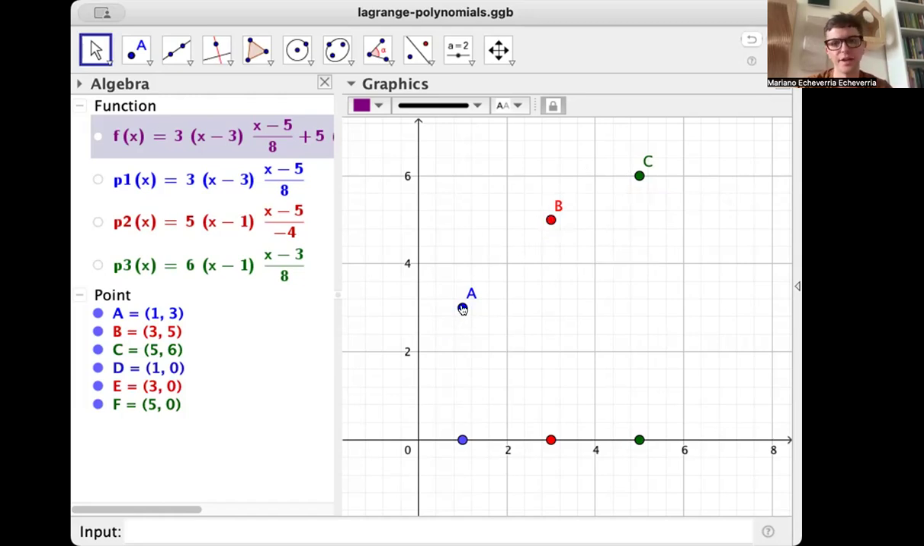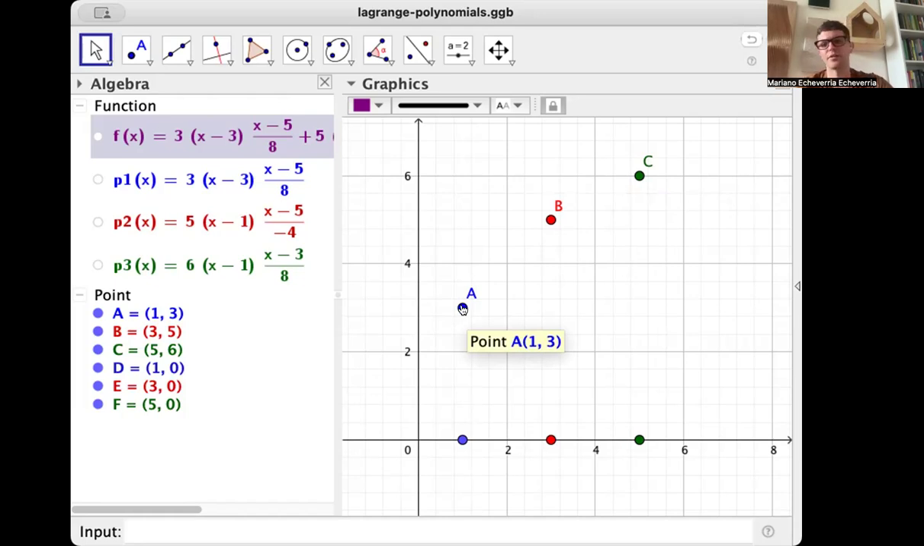on the GeoGebra animation. Roughly the rule of thumb, if you're trying to find a polynomial, is that if you have three data points, you should aim for a quadratic polynomial. So it's always one degree lower than the number of data points. Okay, so you're trying to find a quadratic polynomial that passes through them.